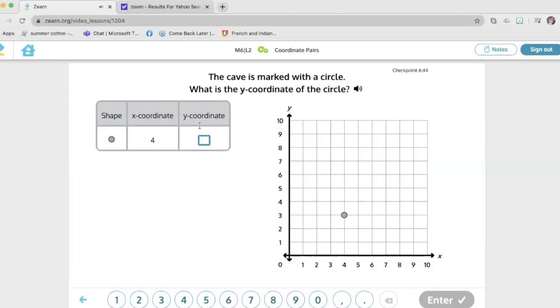And then they're going to ask me for my y-coordinate, and I'm going to go back to where I was, and I'm going to go up. I'm going to go 1, 2, 3. So my y-coordinate is 3.